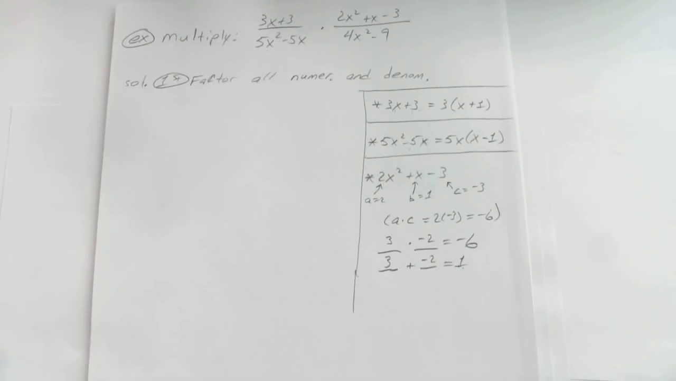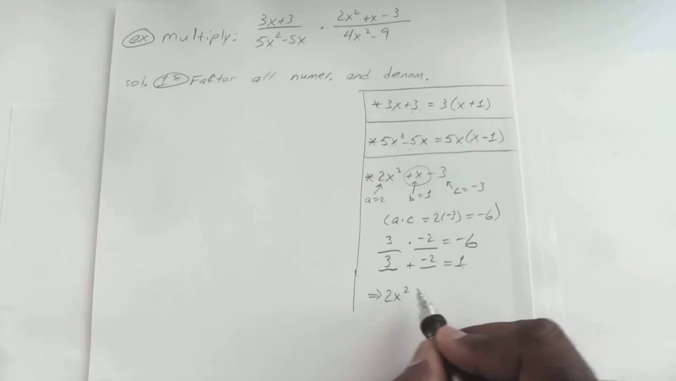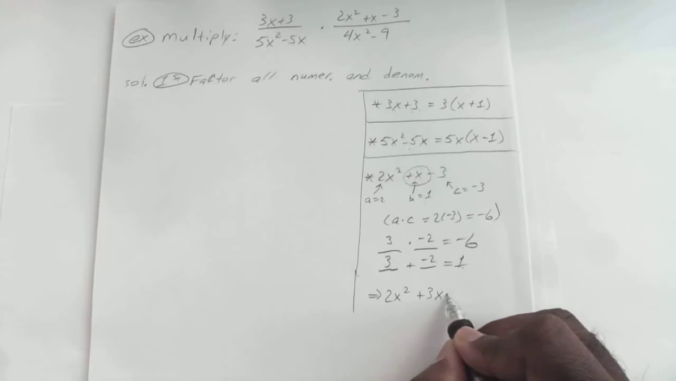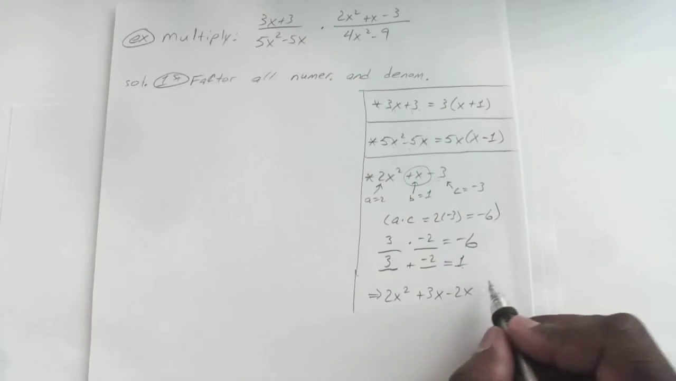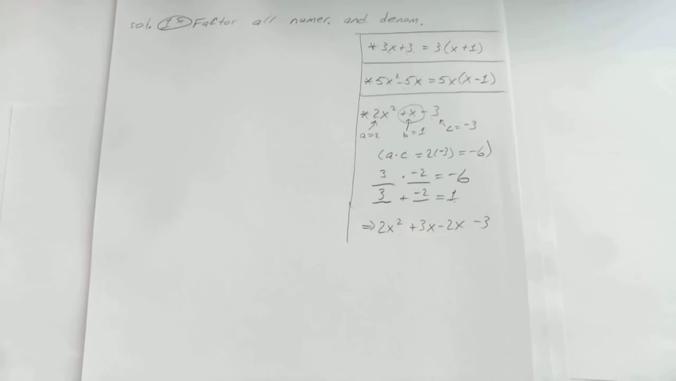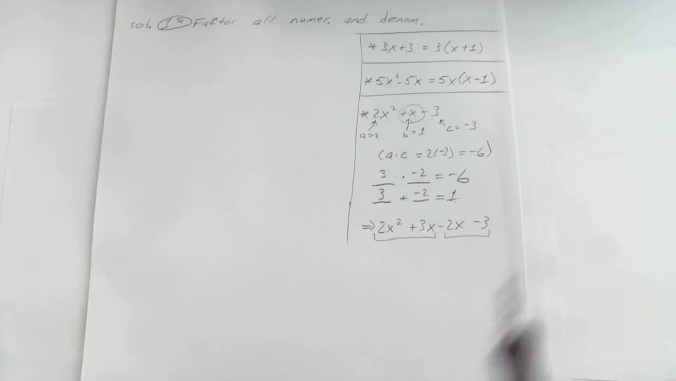Okay. So that means, for the A times C method, that we replace that middle term with those two values. So you have 2x squared plus 3x minus 2x minus 3. It's still plus 1x, just stretched out. Now that we have our four terms, we use factor by grouping.